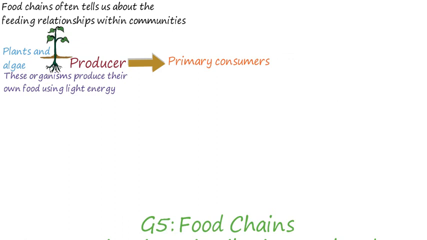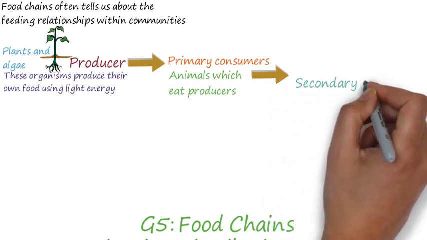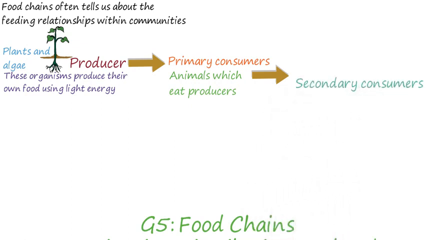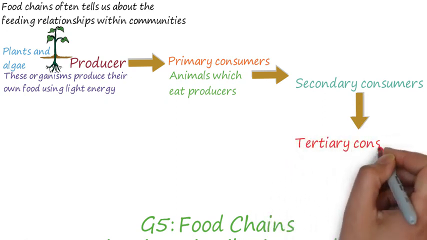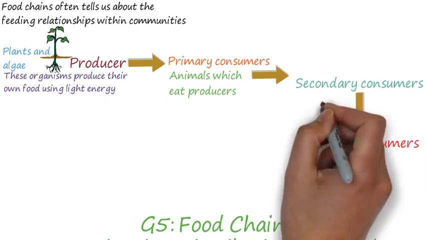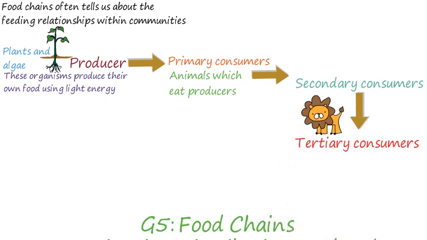Primary consumers are animals which eat producers, so on land these would be herbivores. Primary consumers are then eaten by secondary consumers, and these consumers can then be eaten by larger carnivores referred to as tertiary consumers. This could be one food chain: grass as a producer, grasshoppers as primary consumers, rats as secondary consumers, and then snakes as tertiary consumers.